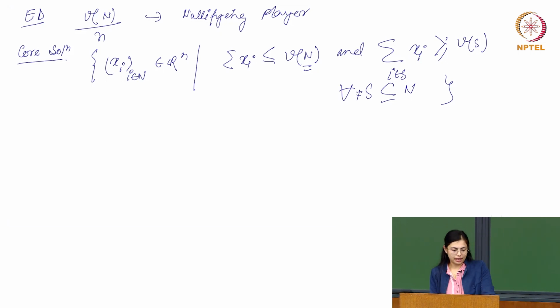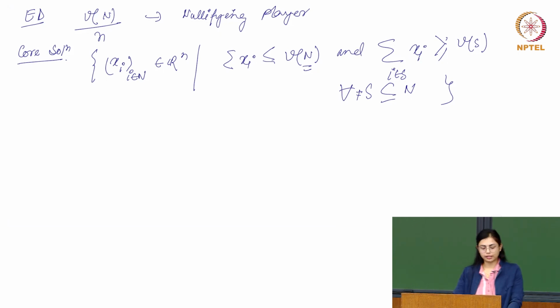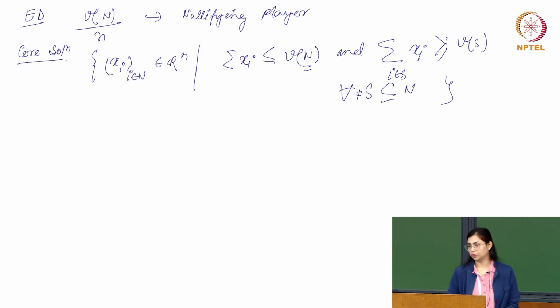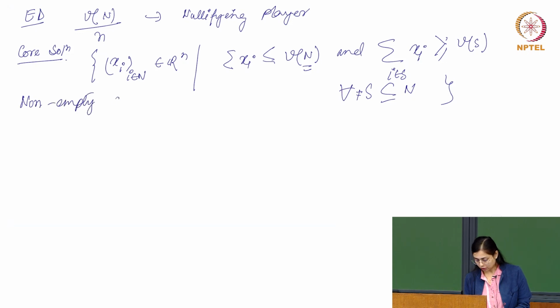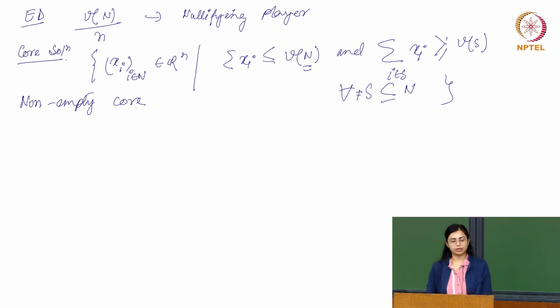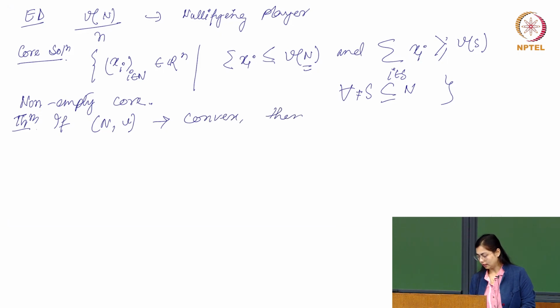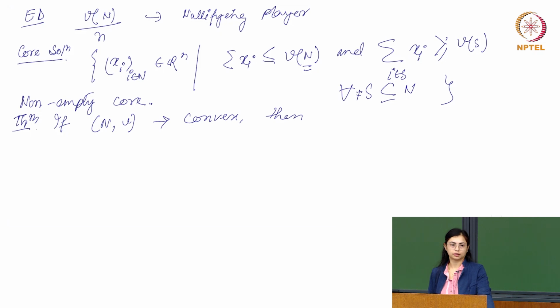Okay, then next we discuss that we have an example where we show that the Shapley value or equal division always exists and is always unique. But in some cases we have a non-empty core, and in other cases we have an empty core. We had an example where the core was empty, and there is a theorem. The theorem says that if the game is convex, then the core is non-empty.